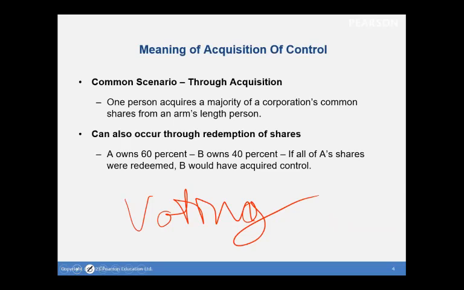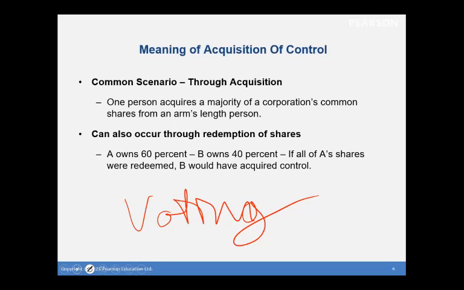Now, control of a company can change through some different scenarios, most obvious being acquisition of the shares. So one person acquires the majority of a corporation's common shares from an arm's length person. However, it can also occur through redemption of shares.